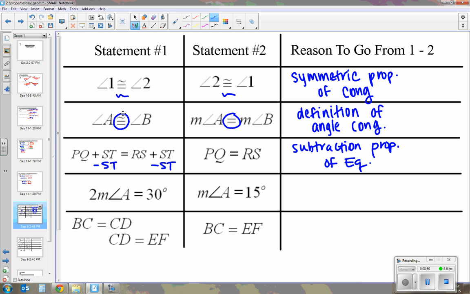Next up, we have 2 times the measure of angle A equals 30 degrees, and the measure of angle A equals 15 degrees. So what we've done here is we divided by 2 on both sides. So this is the division property of equality. And the very last one is BC equals CD and CD equals EF. If you notice, these two CDs are being canceled to get BC equals EF, so this is our transitive property of equality.